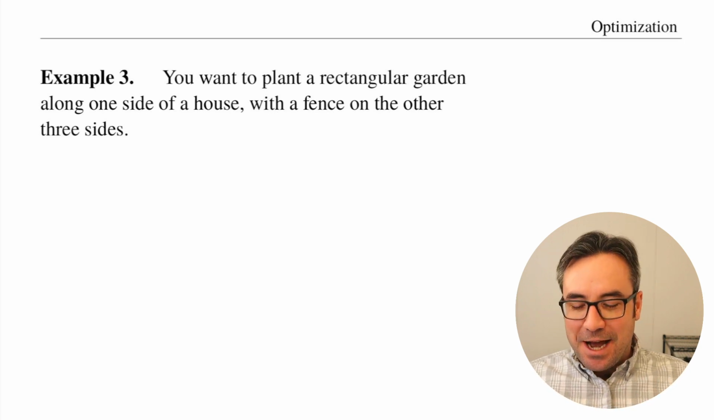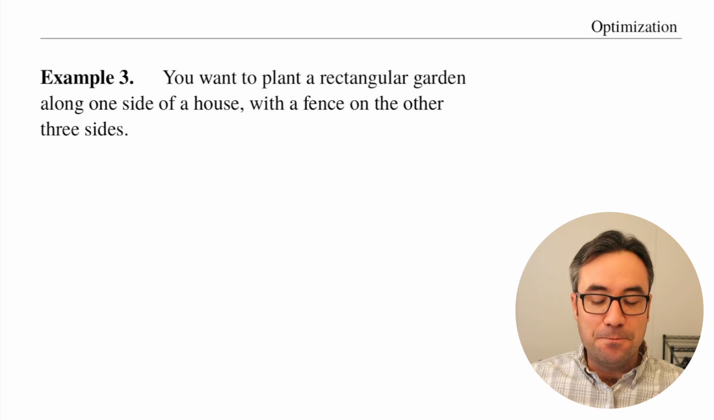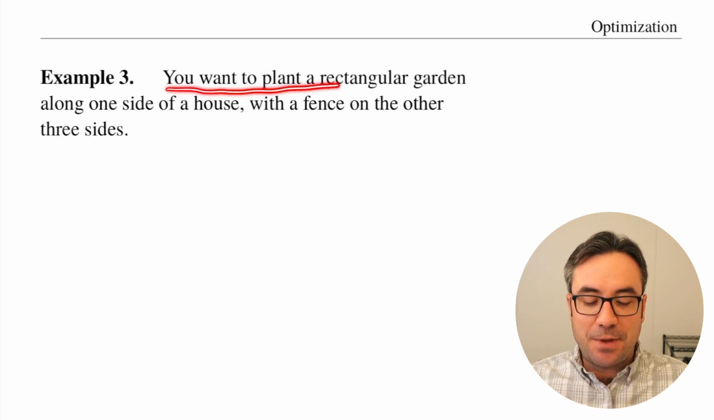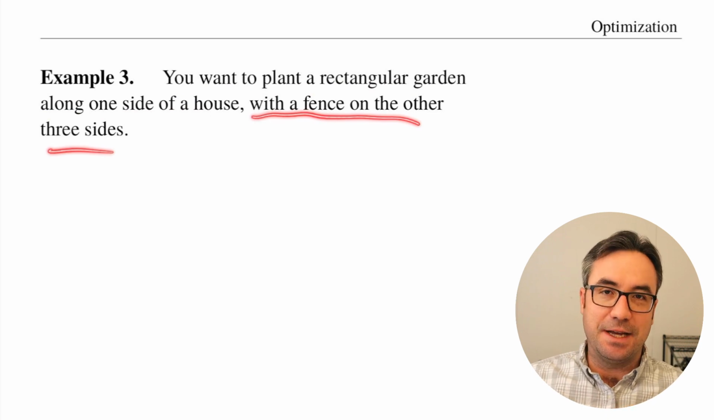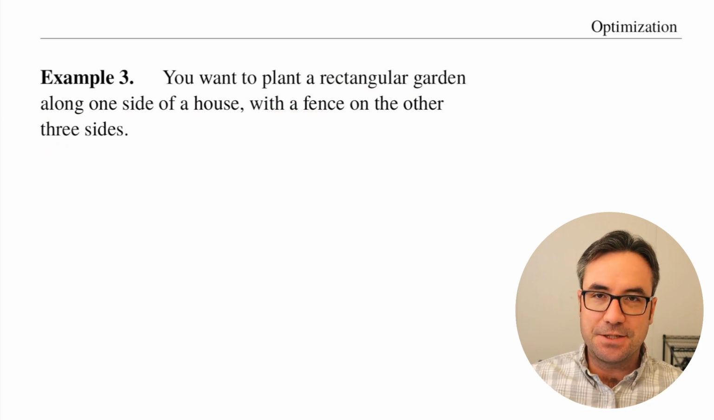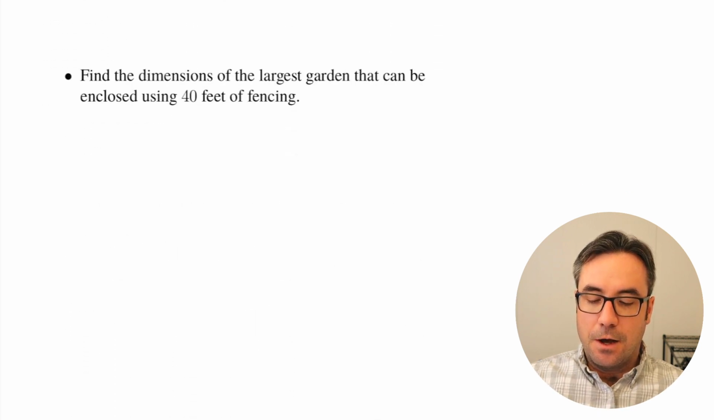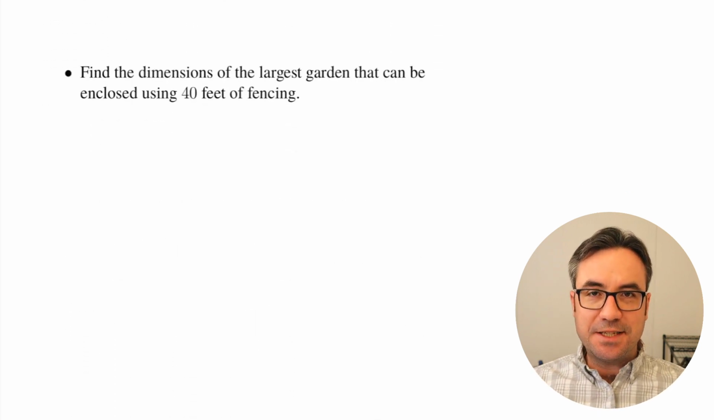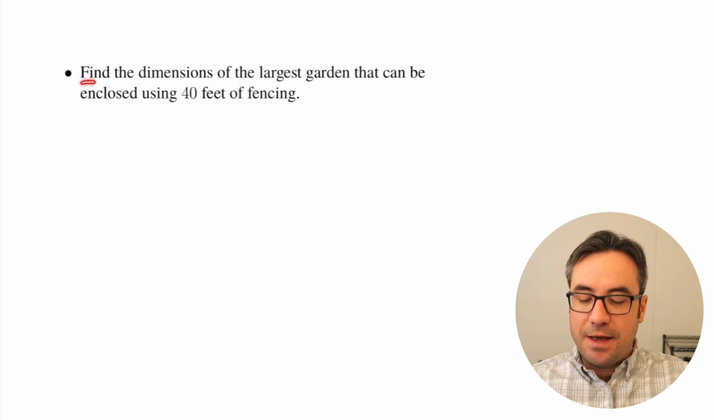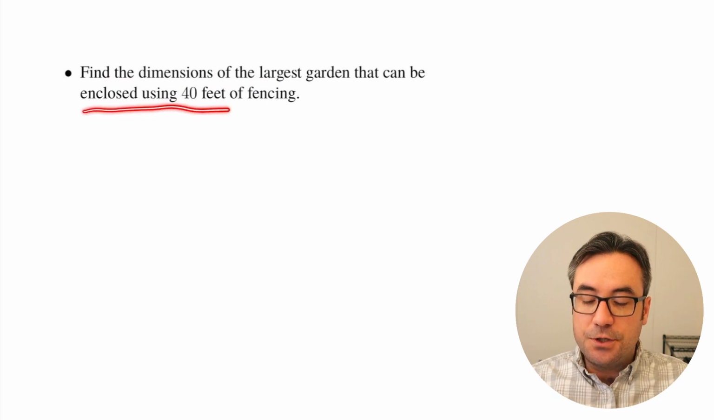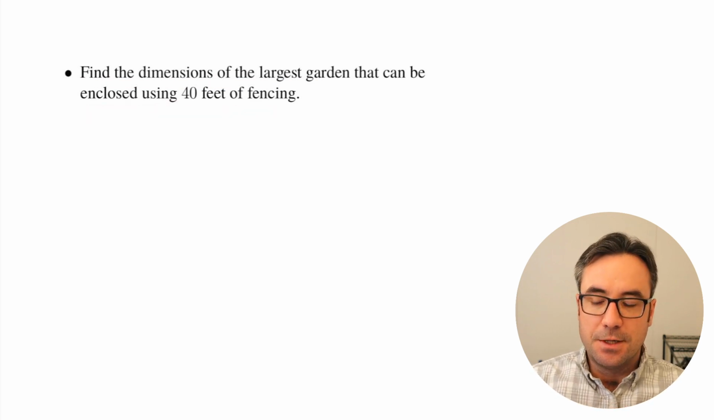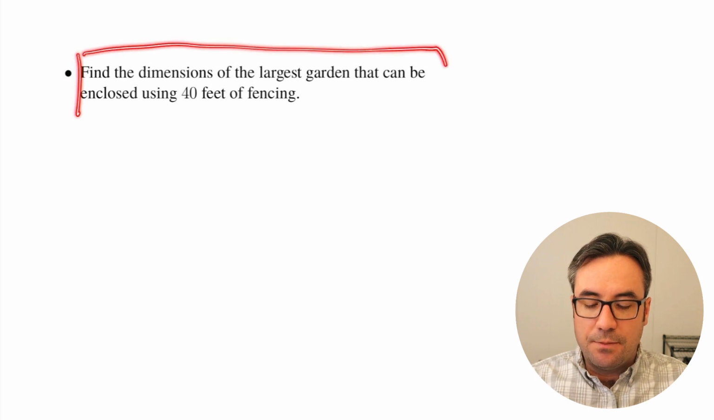relatively speaking. And in this example, what we want to do is plant a rectangular garden. And we're going to do this along one side of our house, and we're going to fence in the other three sides. Okay. So that's the situation here. Now, the problem that we're going to actually investigate is to find the dimensions of the largest garden that we can enclose using 40 feet of fencing. So this is the actual problem that we want to solve.